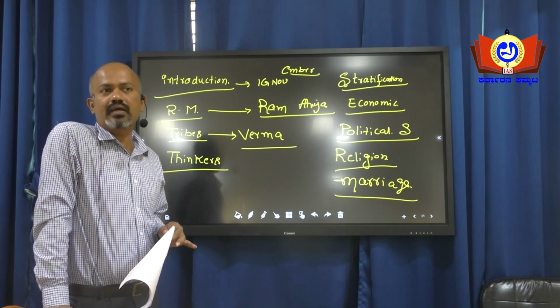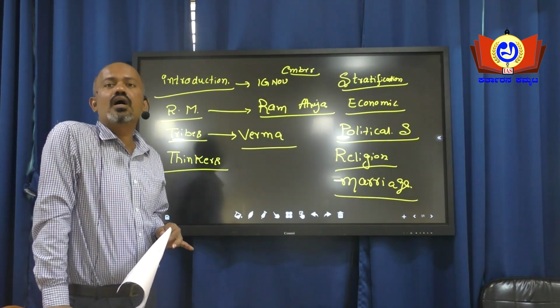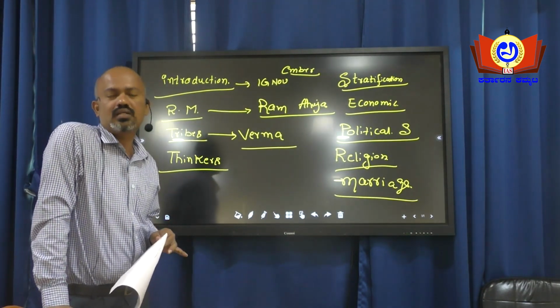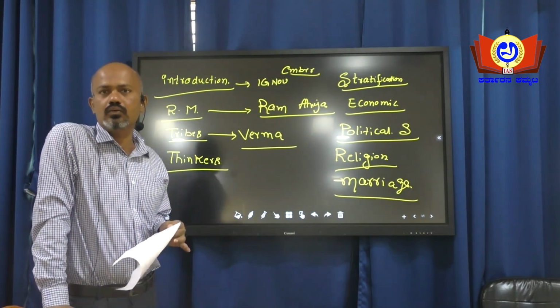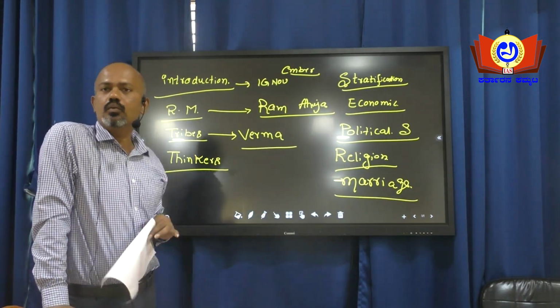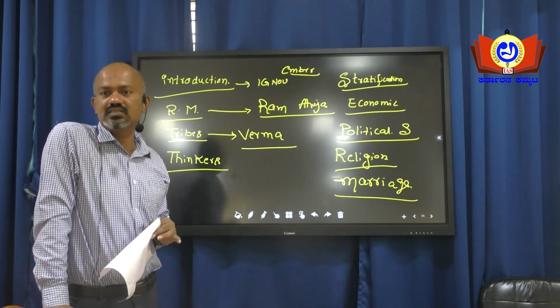What is that operation called? Operation Blue Star. Amritsar temple and all. What happened? Do you know? No? Okay. Because of that one, what happened to the PM and all? It was a very dangerous thing which has happened.